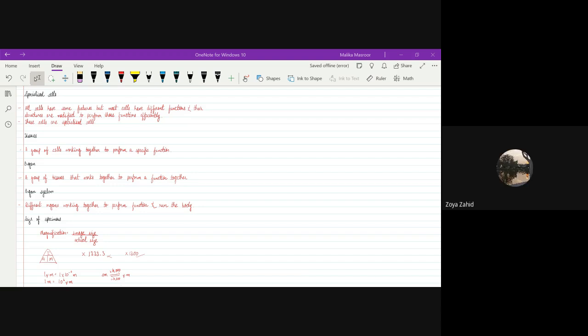Miss, in the conversions that you have written, this is a micrometer, right? Yes, micrometer. Oh, thanks. No problem.